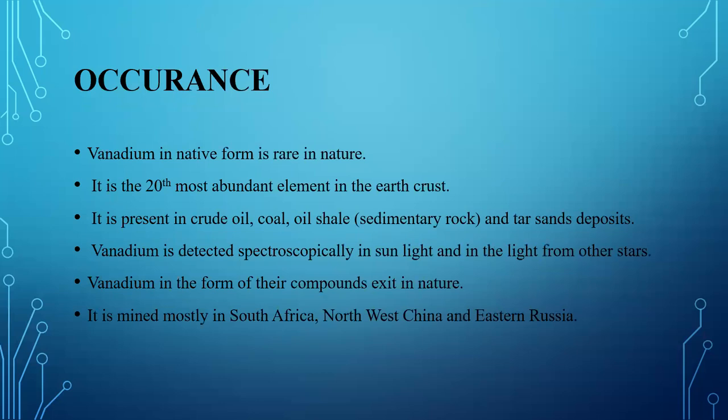Next one, occurrence of vanadium. Vanadium in native form is rare in nature. It is the 20th most abundant element in the earth's crust. It is present in crude oil, coal, oil shale, sedimentary rock, and tar sands deposits. Vanadium is detected spectroscopically in sunlight and in the light from other stars. Vanadium in the form of its compounds exists in nature. It is mined mostly in South Africa, Northwest China, and Eastern Russia.